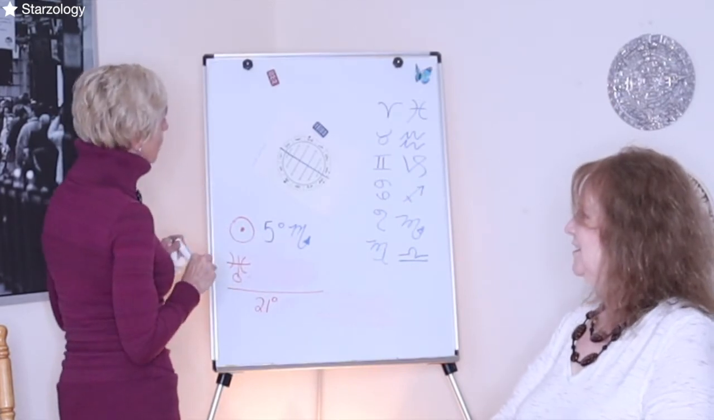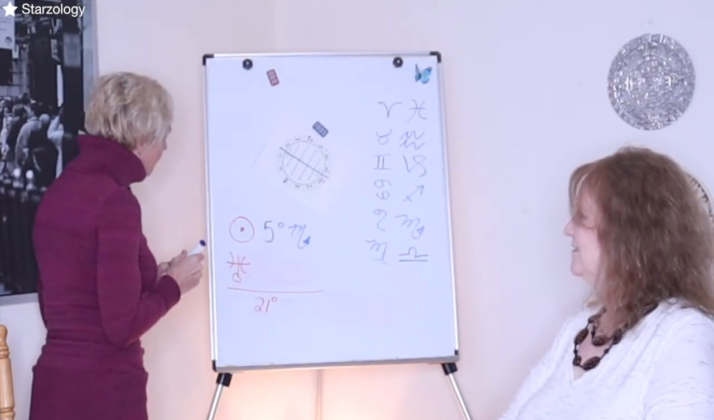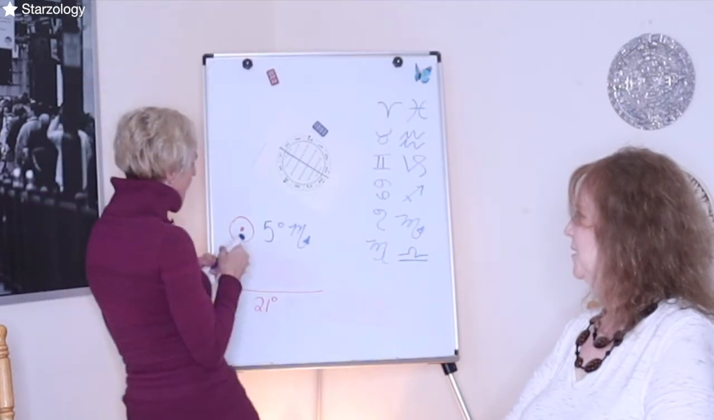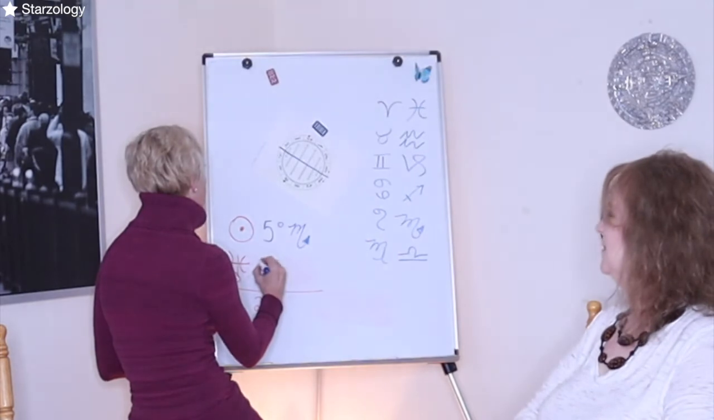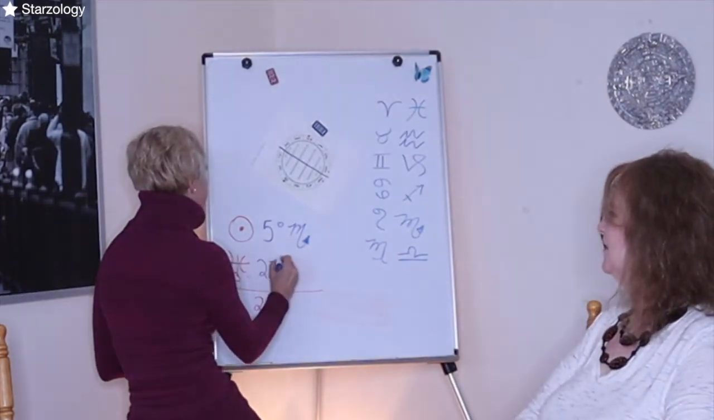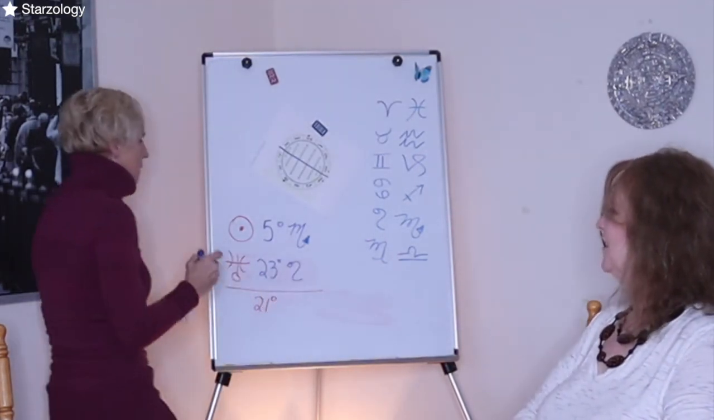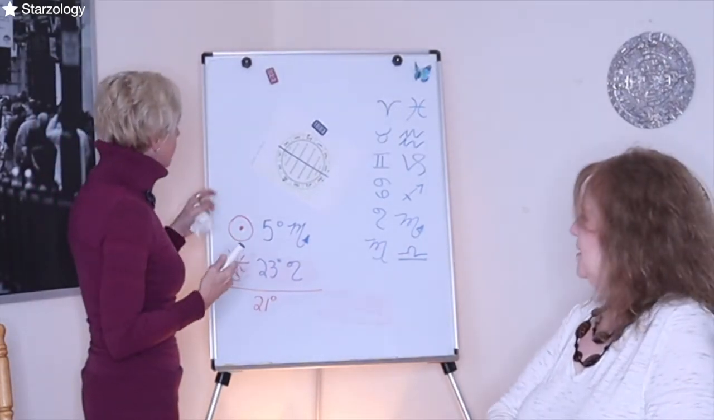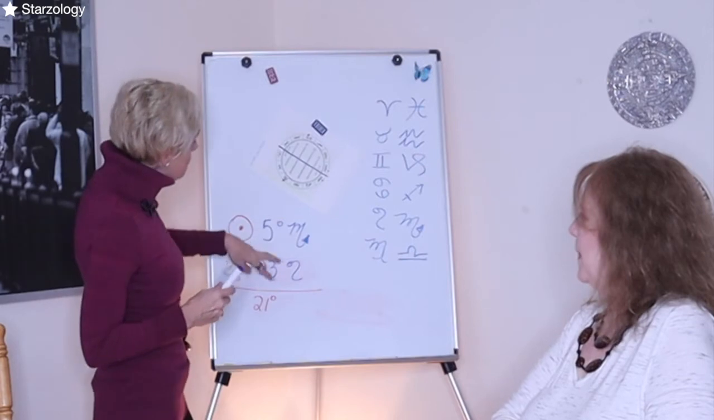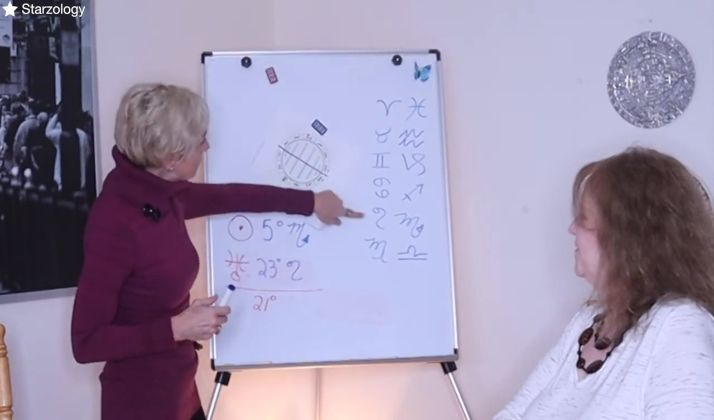Along with that, perhaps you have Uranus at 23 degrees Leo. So there it is, 23 degrees Leo. Step one is, are they in the correct pair of signs?